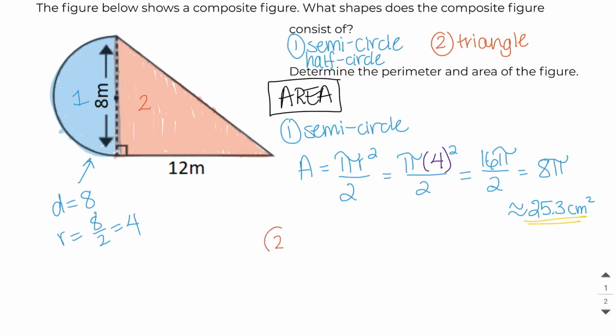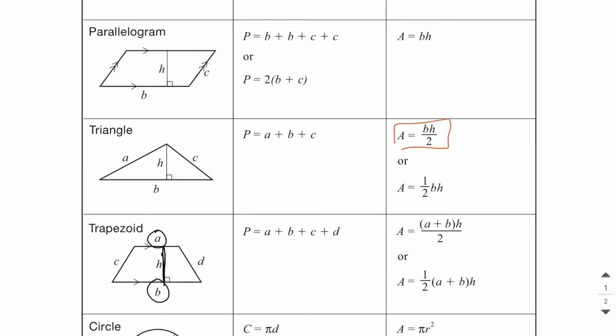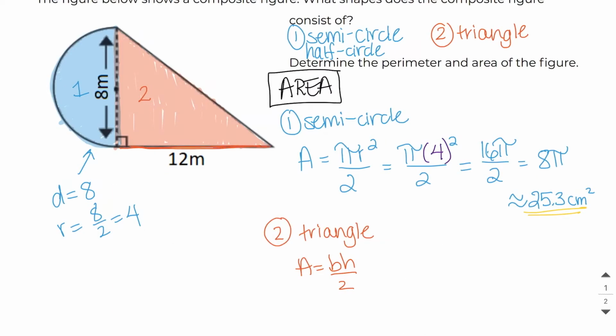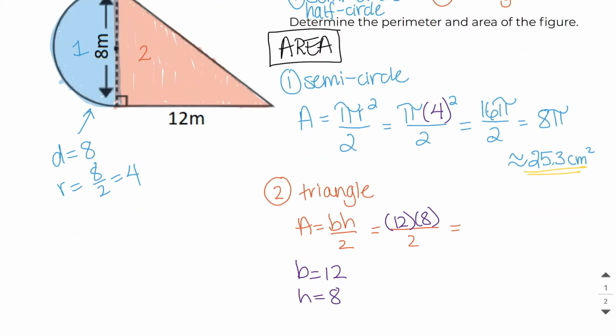Now we need to find the area of our triangle. Just a reminder that the area of a triangle is base times height divided by 2. Just a quick note that the height has to be perpendicular, has to make a right angle with the base. My base right here I can see is 12, and my height right here I can see is 8. So I'm going to multiply 12 by 8 and I get 96. Then I take 96 divided by 2, and I get 48. This is 48 centimeters squared.